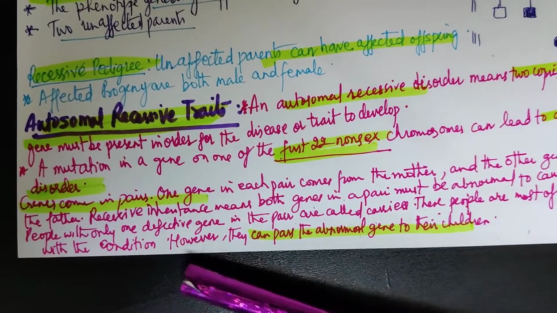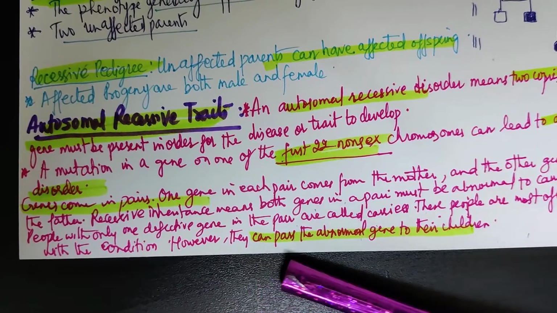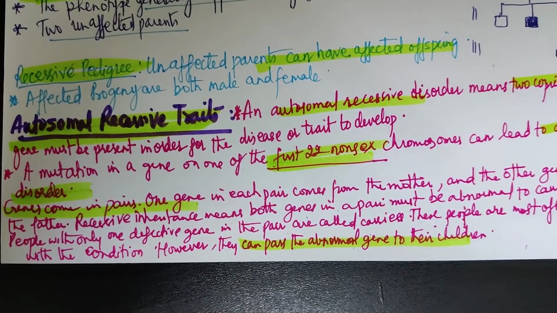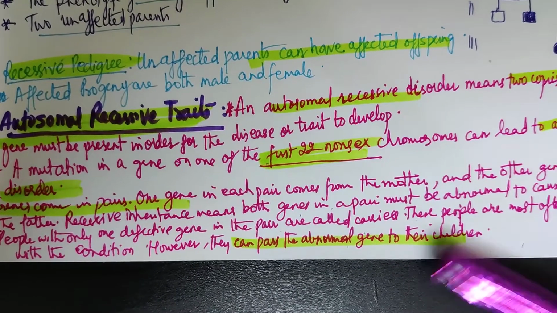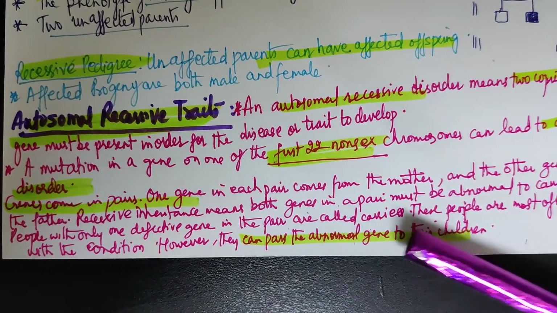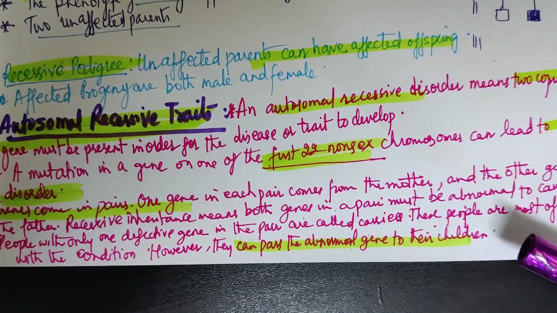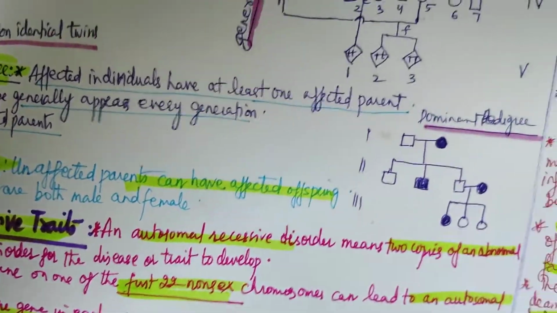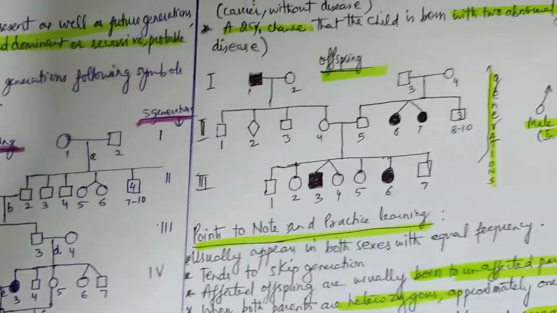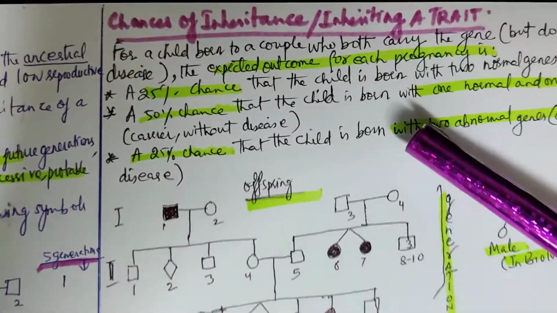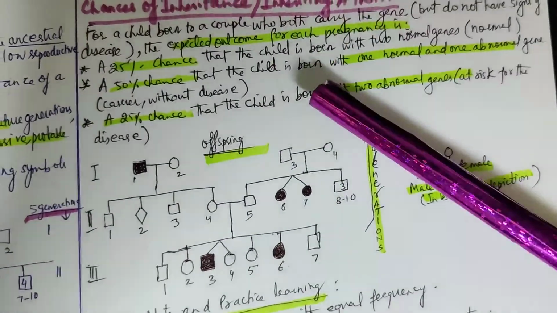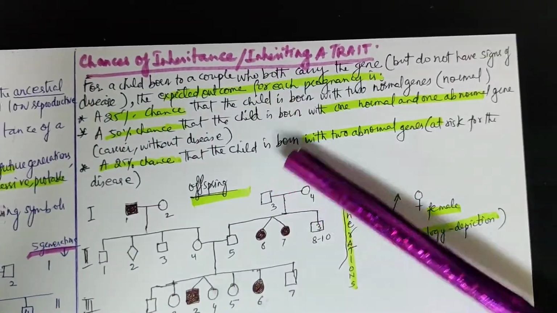People with only one defective gene in the pair are called carriers. These people are most often not affected with the condition. However, they can pass the abnormal gene to their children. Now we will study the chances of inheriting a trait, and how the trait is affected. Each gene carries one trait.